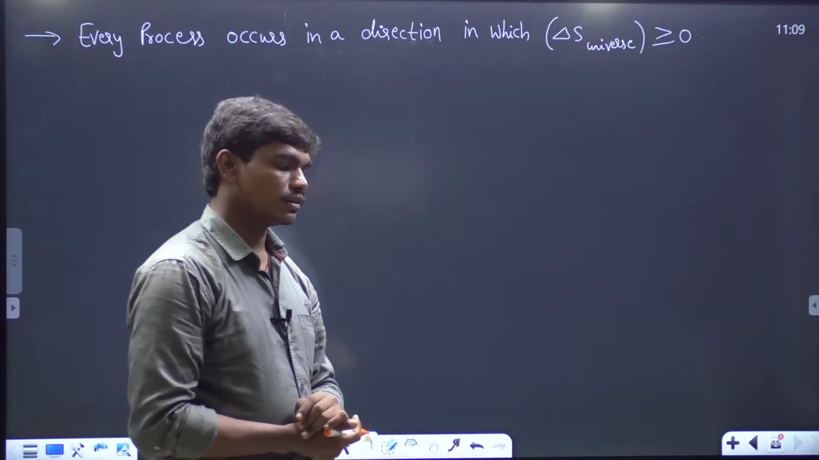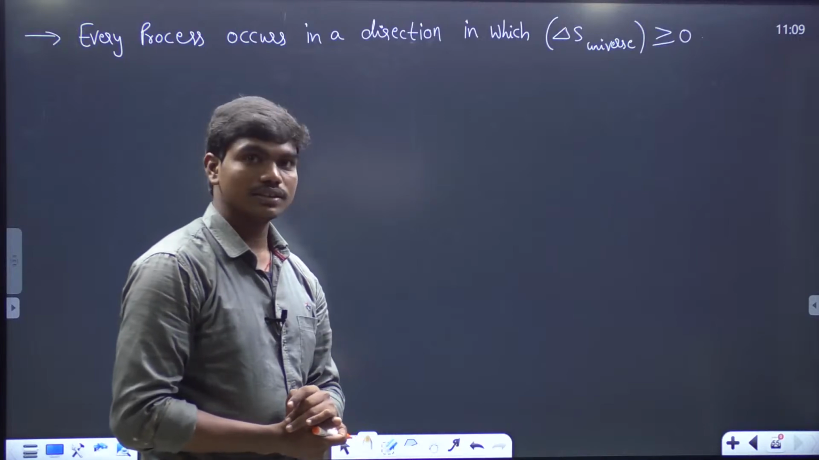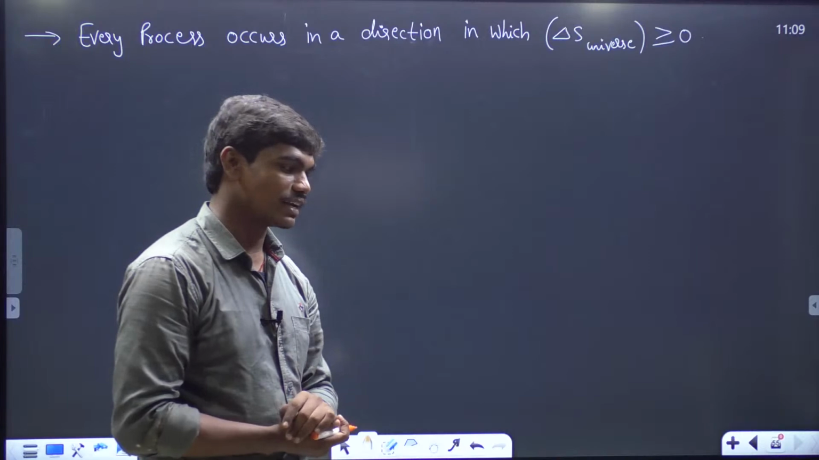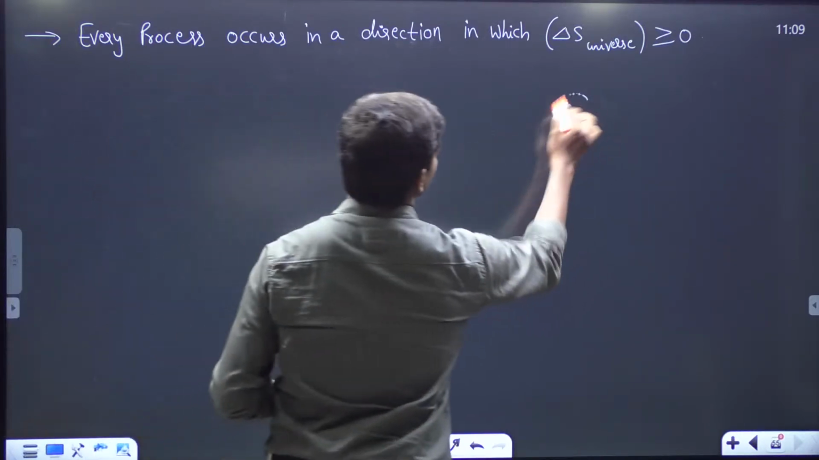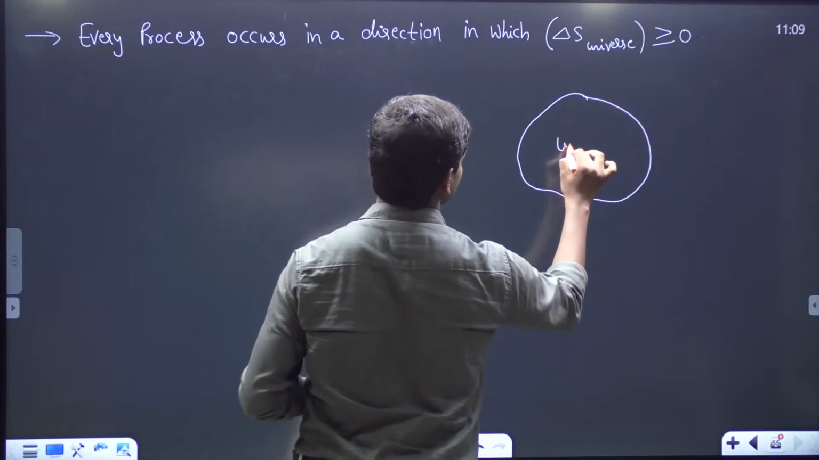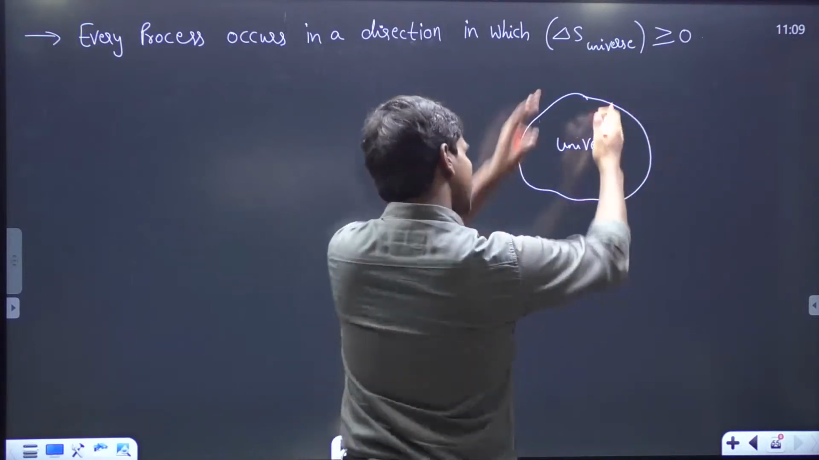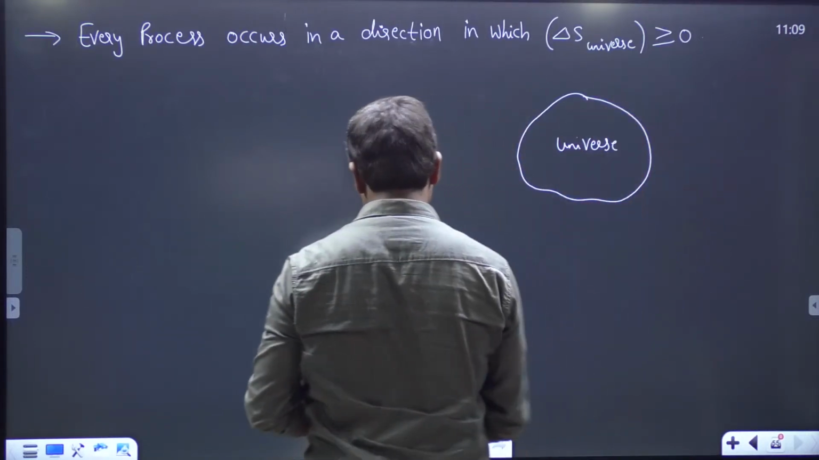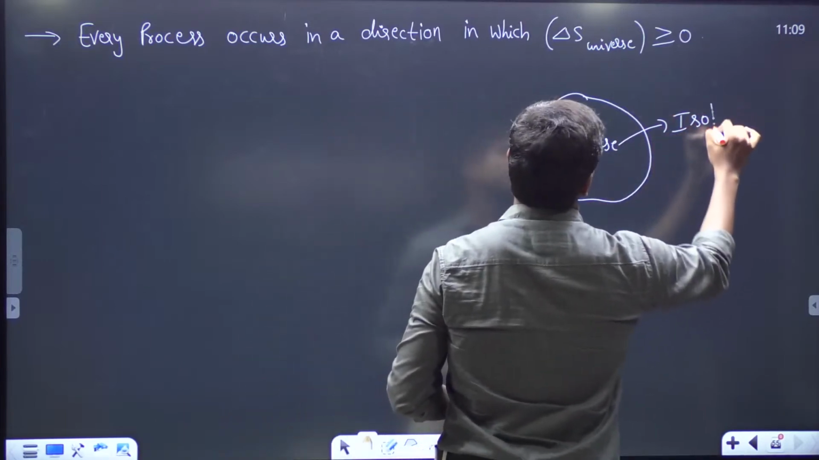See, don't answer by looking at my face expression. Please answer with the knowledge that you have. Yes, generation? Correct. Because the universe itself is an isolated system. It can't exchange energy, because there is nothing outside the universe to exchange energy with. Similarly, it can't exchange mass. So this universe, as we said, is an isolated system.